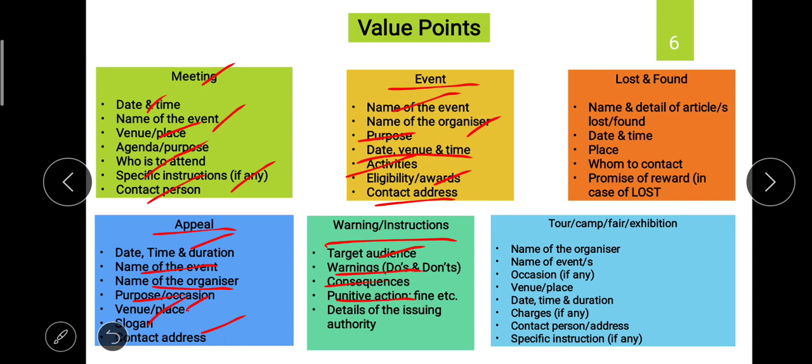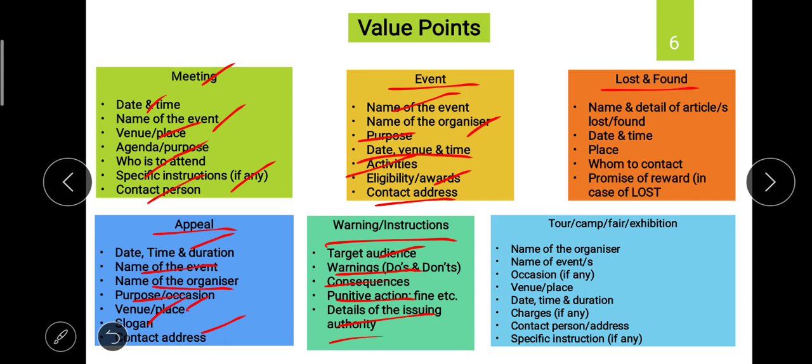Then detail of the issuing authority. Who has issued it? If we talk about a company, then whether the notice is issued from the side of the president, director, managing director, or HR manager, who is the issuer?